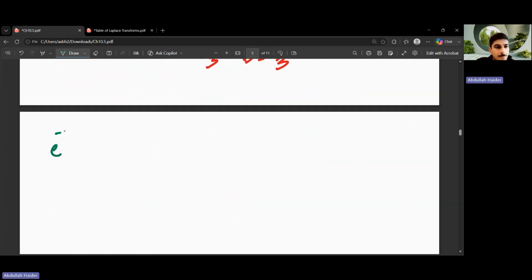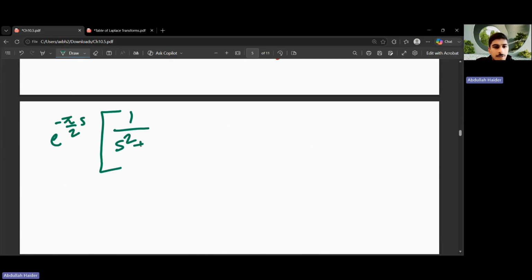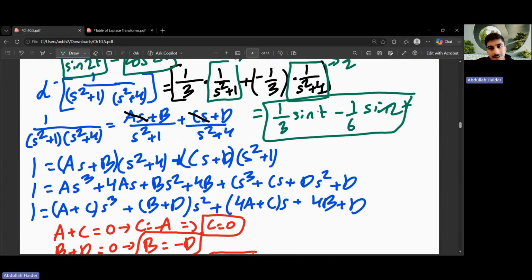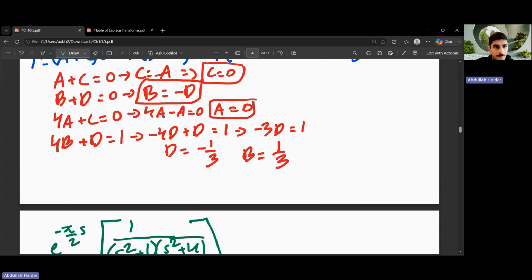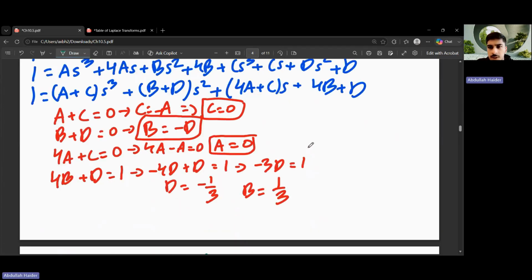So e power minus pi over 2s, and inside you have 1 over s squared plus 1, s squared plus 4. The good thing is you already have the overall answer for the inverse Laplace of this, which was 1 over 3 sine t minus 1 over 6 sine 2t. Oh no, it's only t. 1 over 3 sine t minus 1 over 6 sine 2t, yeah.